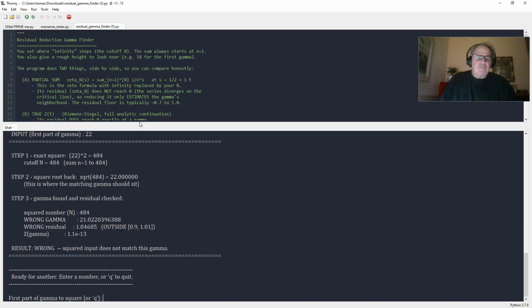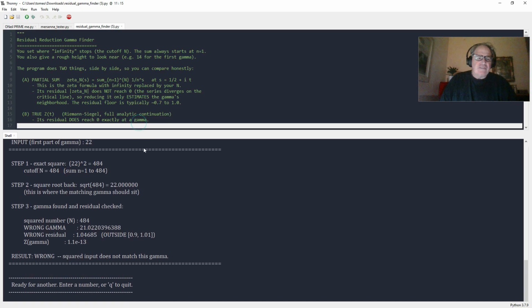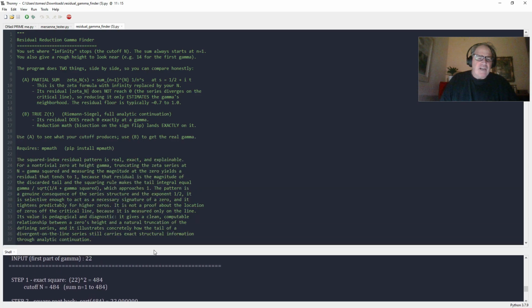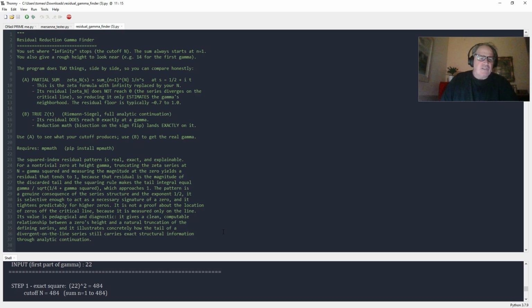Now let me read you something I found. I had Claude do a write-up, and let me read it to you. The squared index residual pattern is real, exact, and explainable for a non-trivial zero at height gamma. Truncating the zeta series at n equals gamma squared, and measuring the magnitude at the zero yields a residual that tends to 1, because that residual is the magnitude of the discarded tail, and the squaring rule makes the tail integral equal gamma squared over 1/4 plus gamma squared, which approaches 1.